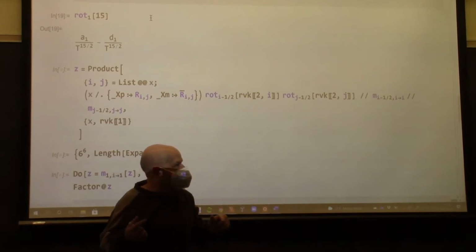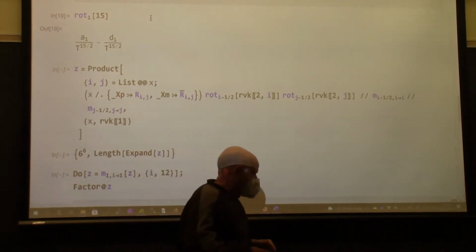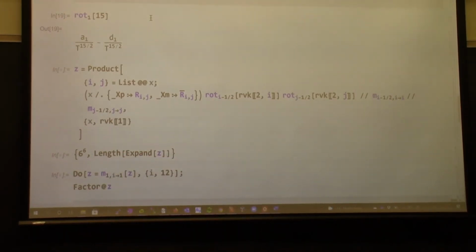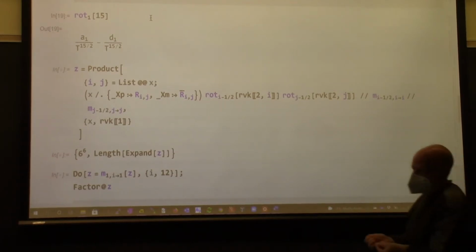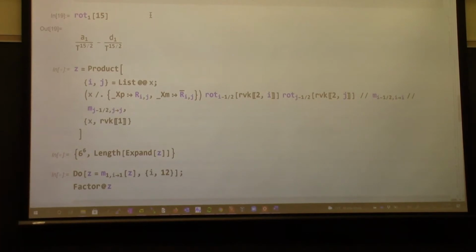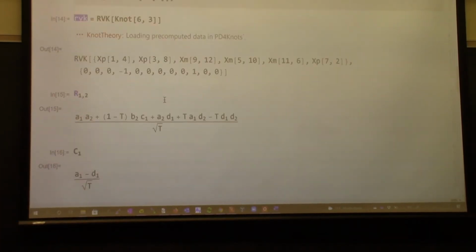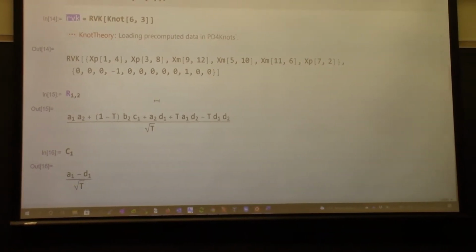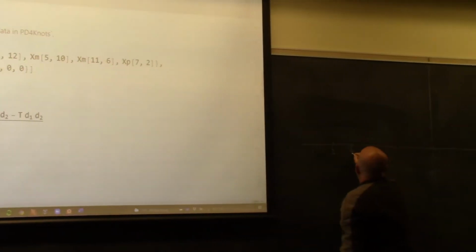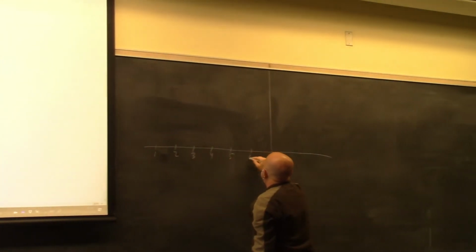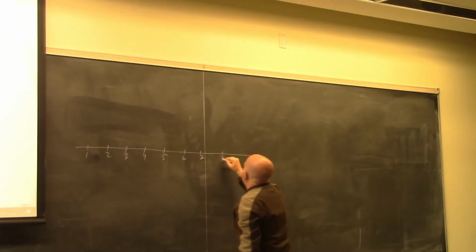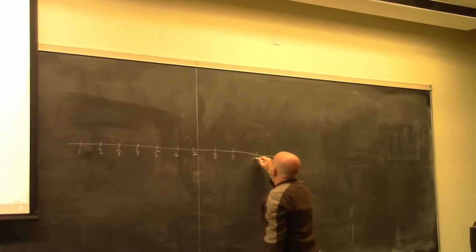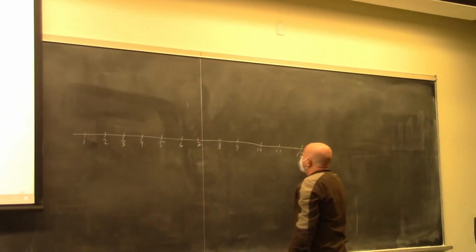And then I multiply it by the rotation numbers. So, here's a way to look at it. Actually, let's use the actual knot we have. So we have points 1, 2, 3, 4, 5, 6, 7, 8, 9, 10, 11, 12.